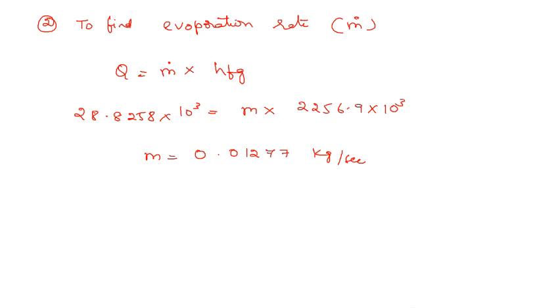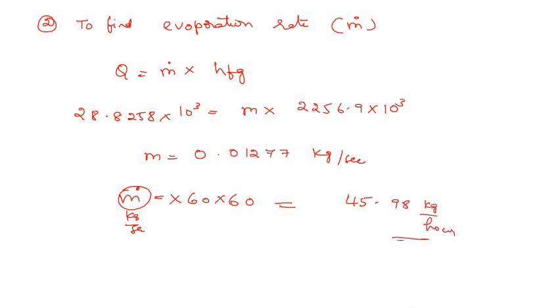It is better we present that in an hour. So you multiply this answer with 60 into 60. So this mass flow rate which is in kg per second, we'll get the answer to be 45.98 kg per hour. Either you can present this answer in kg per second or kg per hour.